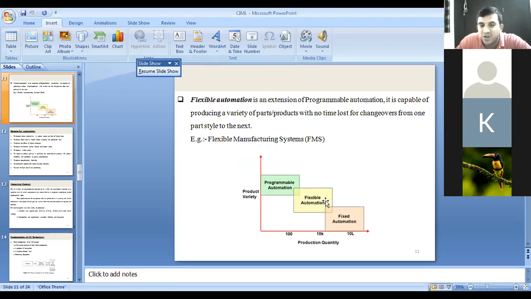What is flexible automation? The best example of flexible automation is the flexible manufacturing system. There you can see the product quantity is more and the variety is also more. In any industry now you can see this flexible automation, meaning the flexible manufacturing system. Our lab is related only to programmable automation.